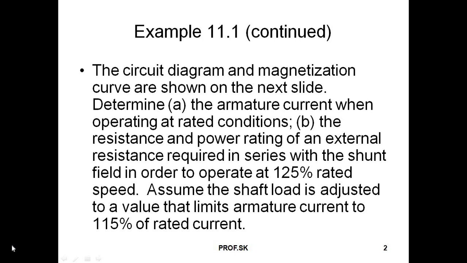The circuit diagram and the magnetization curve are shown on the next slide. A: Determine the armature current when operating at rated condition. B: Determine the resistance and power rating of the external resistance required in series with the shunt field in order to operate at 125% rated speed. Assume the load is adjusted to the value that limits the armature current to 115% of rated current.